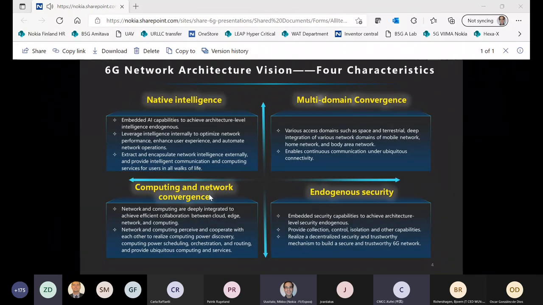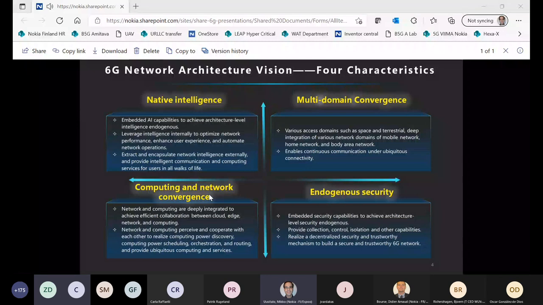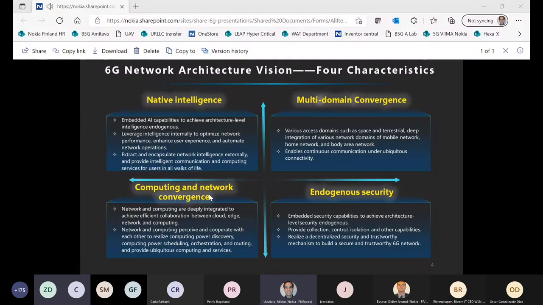Although at present we don't know the specific services of 6G, various research institutes and industries have put forward their own views on the vision of 6G. Based on these views, we proposed the vision of 6G architecture. We think the vision will have four characteristics. First, it's native intelligence. The 6G network will embed artificial intelligence capabilities to achieve architecture-level intelligence. Native intelligence can be used internally to optimize networks and externally to provide intelligent communication and computing services.